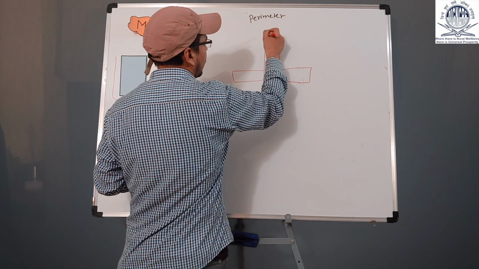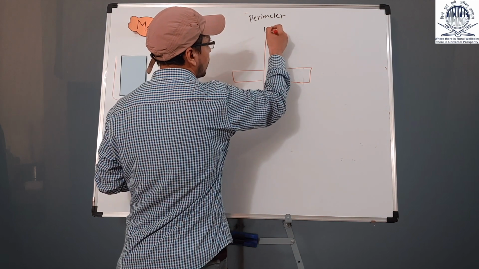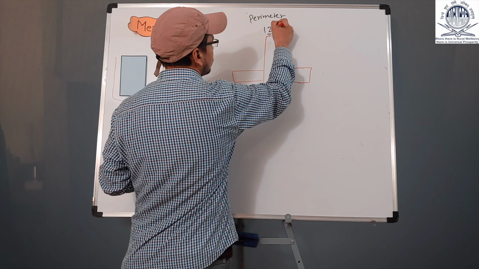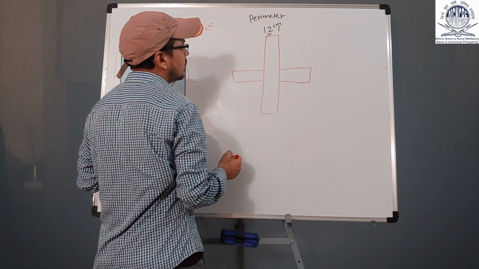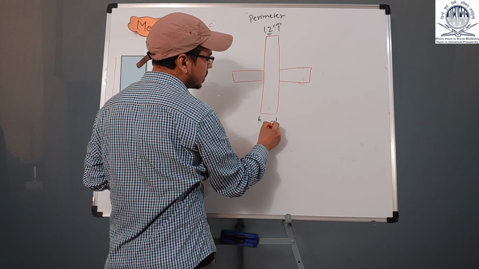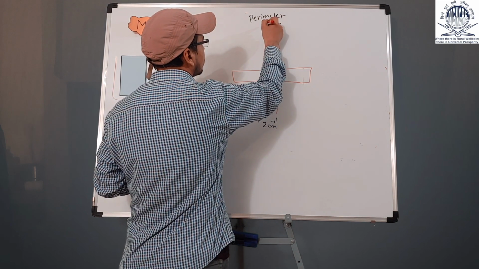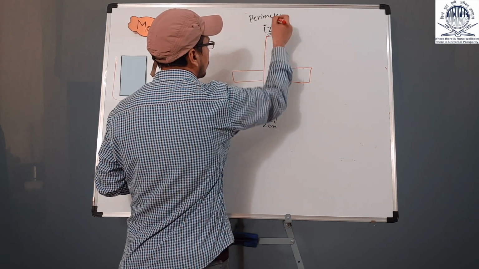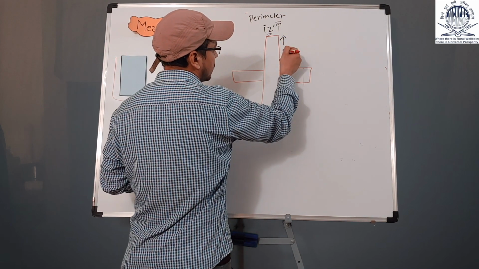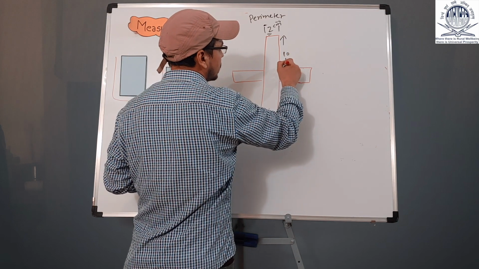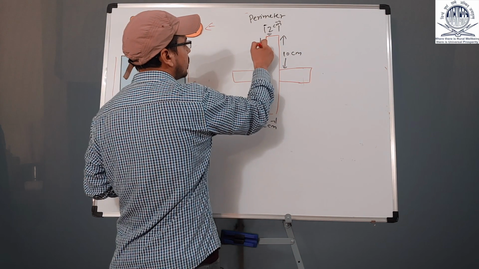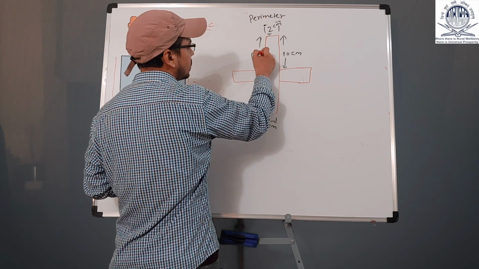So I have this part, let's say it's 2 centimeters. This is 2 centimeters. The same, this part is again 2 centimeters. You may want to put an arrow like this as well. And this length over here, let's say this length is 10 centimeters. Similarly, the opposite would be 10 centimeters.